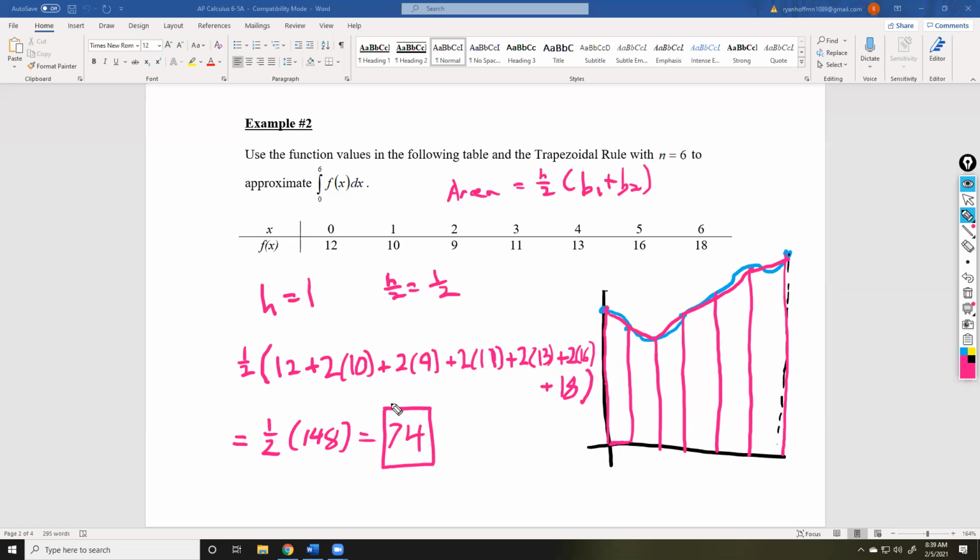Last time we said, here's what the actual answer was. This time we don't know because we don't know what the original function was, but we know that this should be closer than if I just use rectangles.